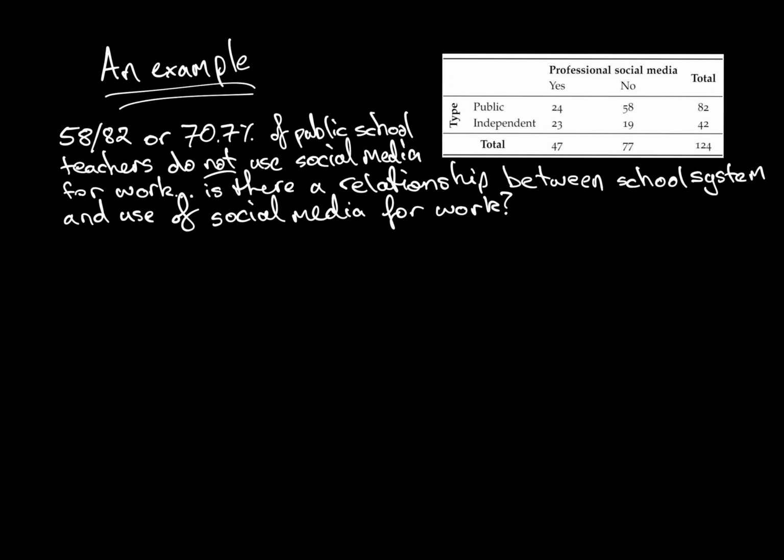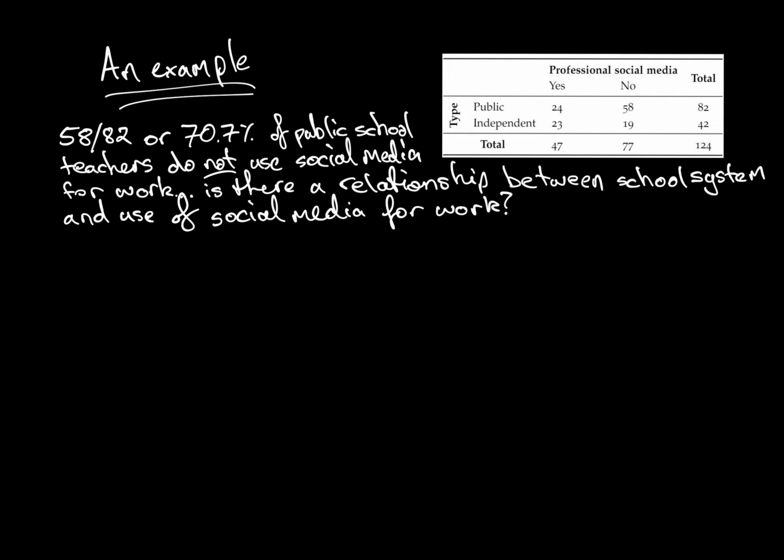Let's take a look at an example. The table at the top shows some data that's been collected that's bivariate and categorical in nature. It talks about the type of school that a teacher works at, and whether they use social media for professional reasons. We can see, for example, that there are 19 teachers who work at independent schools who do not use professional social media, and so on.